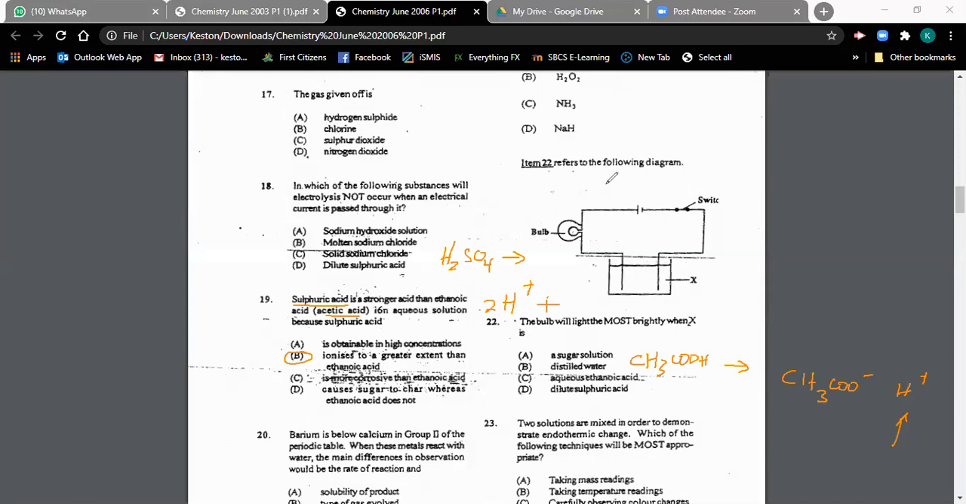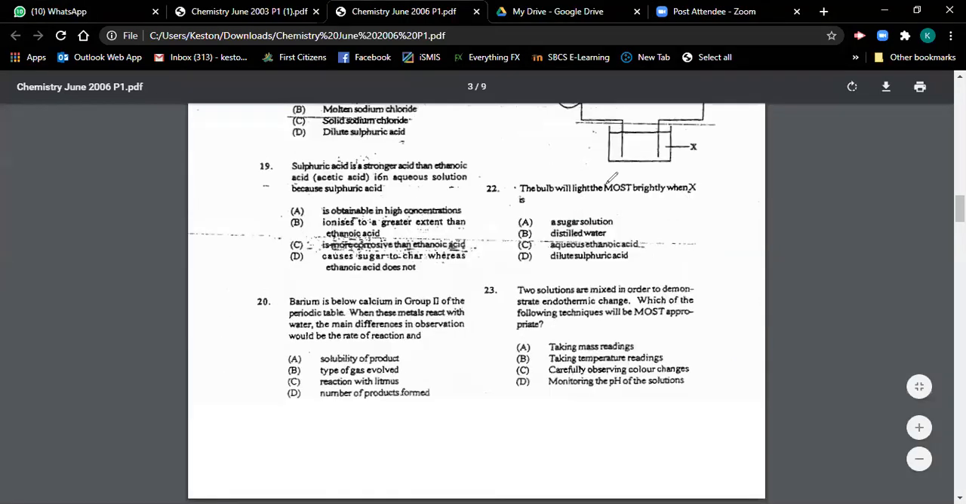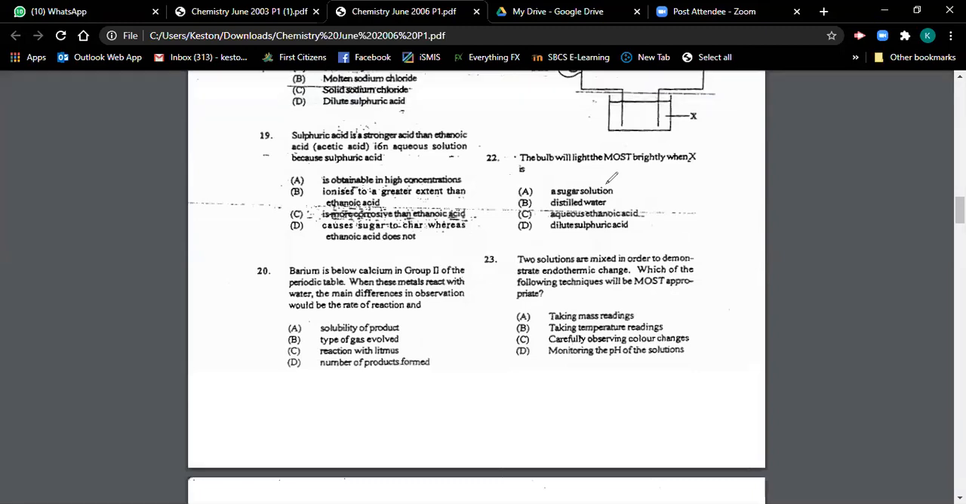Yeah. 20. Barium is below calcium in group 2 of the periodic table. When these metals react with water, the main difference in observation will be the rate of reaction and what else? This one is a repeat. You would have seen this one before. What's the other main difference? Barium, calcium, same group. What happens with the reactivity in the group as you move down the group?